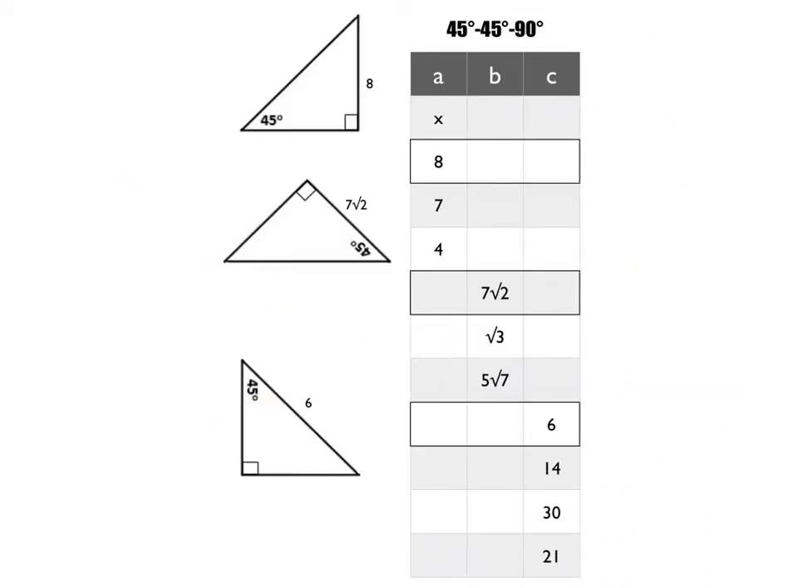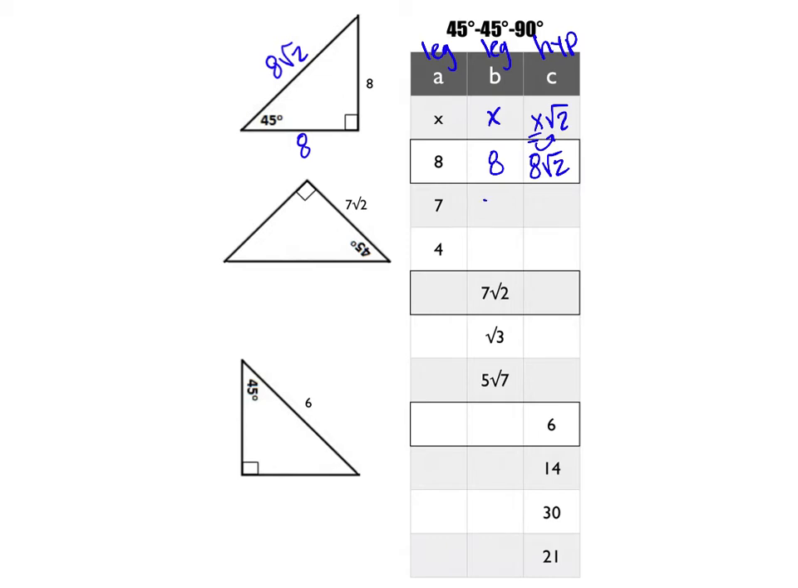Okay, so let's look at this pattern. So we said that if our short leg is x, our other short leg will be the same. And then the hypotenuse will be that number times the square root of 2. So this is a leg, this is a leg, and this is the hypotenuse. Okay, so if A is 8, B will also be 8. And then if we did the Pythagorean theorem and reduced our radical, we would get 8 root 2 for our hypotenuse. Okay, so whatever the short leg is, it's the same for the other short leg. And then the hypotenuse is just that number times the square root of 2.